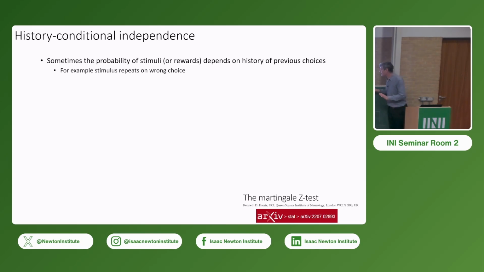And again, as far as I know, this is a new idea, although it's really nothing that complicated, and it's in this preprint. So often, the probability of a stimulus or a reward or something that you control depends on the history of previous choices. So you can't randomize the entire sequence. And if we want to test the hypothesis that the entire sequence of stimuli is independent from the entire sequence of brain activity or choices, we can't do that. In this case, for example, the stimulus repeats on the wrong choice.